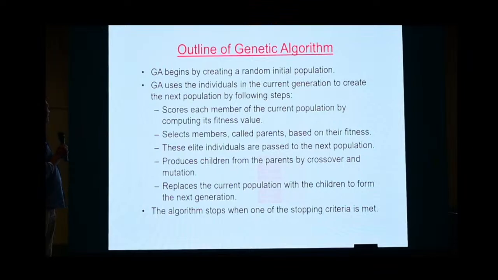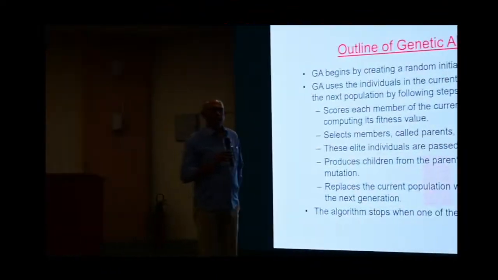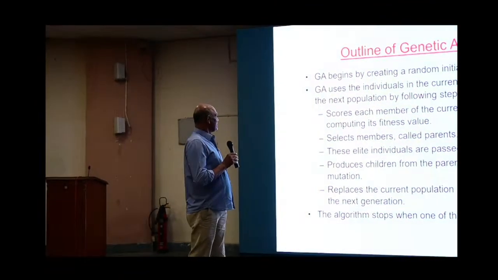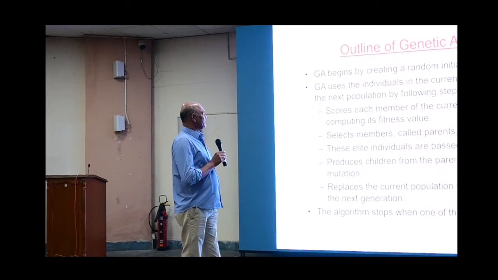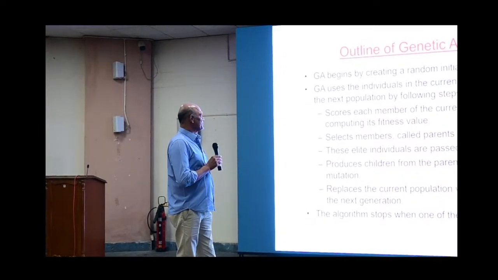So GA begins by creating a random initial population. The first step is you have to specify what should be the population size, either 20 or 30 or 10. Accordingly, you will create a set of solutions initially. Next, GA uses the individuals in the current generation to create the next population by the following steps.